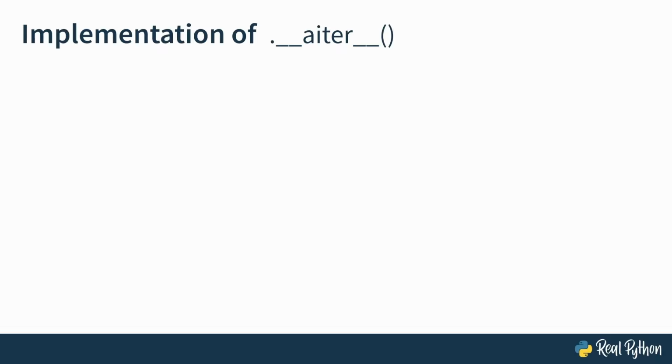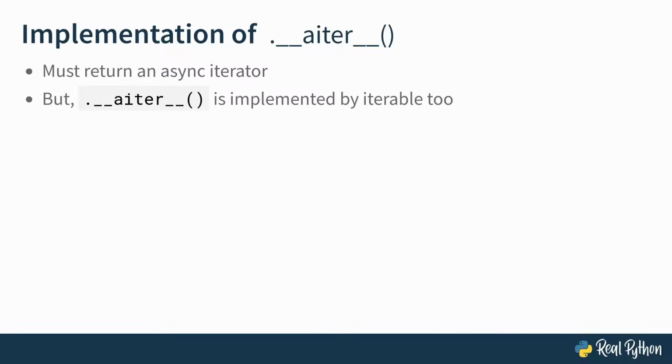In the previous lesson, you learned that an async iterable implements the __aiter__ special method, and an async iterator additionally implements the __anext__ special method. So it makes sense to start with the __aiter__ special method and have a look at how to implement that. So an __aiter__ special method must return an async iterator. But hang on, the __aiter__ special method is implemented by an iterable too. So are those two related? Well, yes, they are.